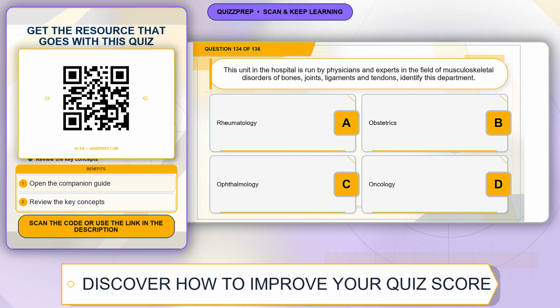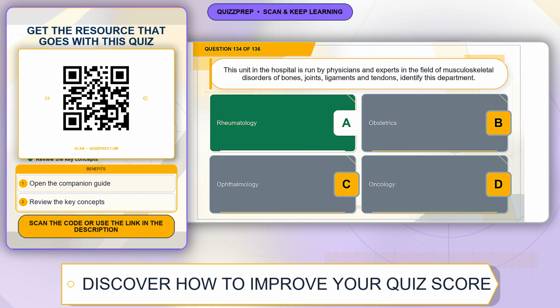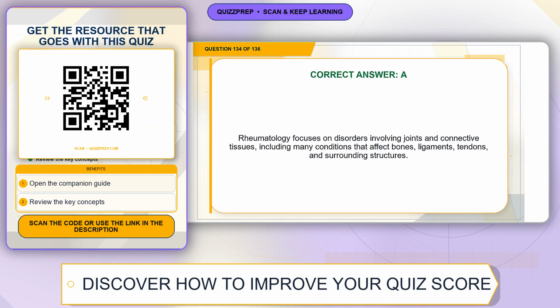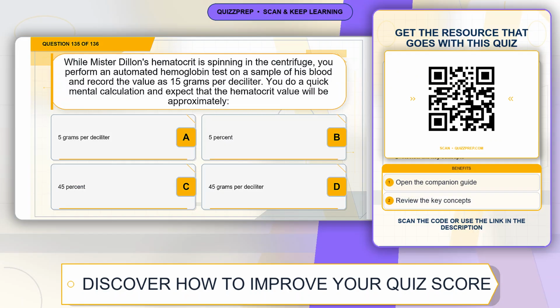Question 134. This unit in the hospital is run by physicians and experts in the field of musculoskeletal disorders of bones, joints, ligaments and tendons. Identify this department. Option A, rheumatology. Option B, obstetrics. Option C, ophthalmology. Option D, oncology. The correct answer is option A, rheumatology. Explanation. Rheumatology focuses on disorders involving joints and connective tissues, including many conditions that affect bones, ligaments, tendons, and surrounding structures.